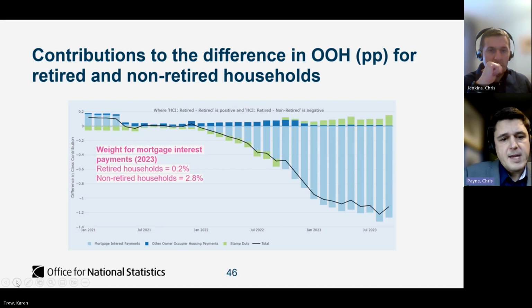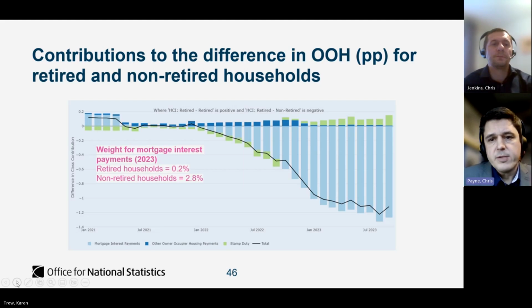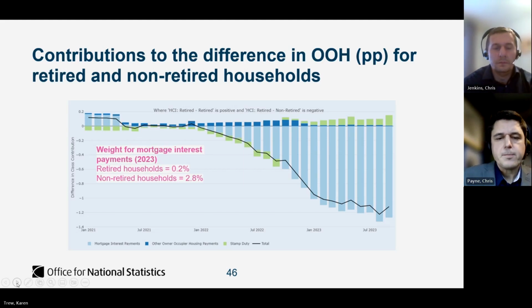We can see that the weight for non-retired households for mortgage interest payments is 2.8%, compared with just 0.2% for retired households. So what we're seeing in more recent periods is that the impact of mortgage interest payments is outweighing the impact from energy costs for non-retired households. Okay, if we can move on to the next slide, please.